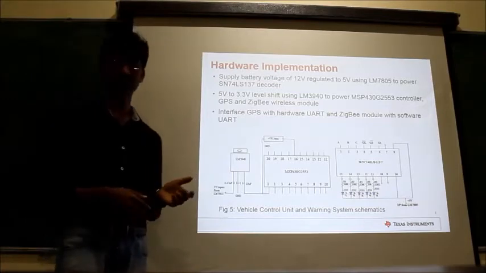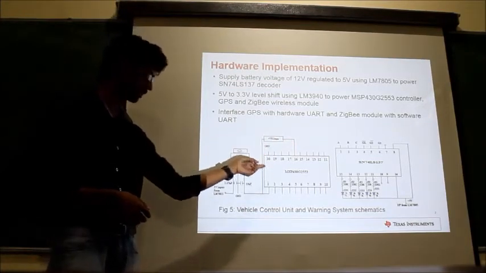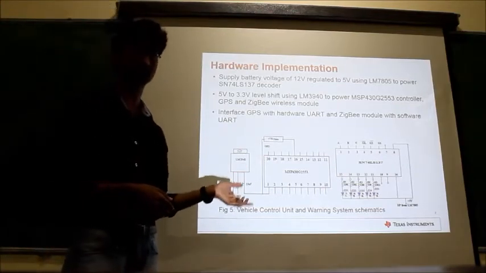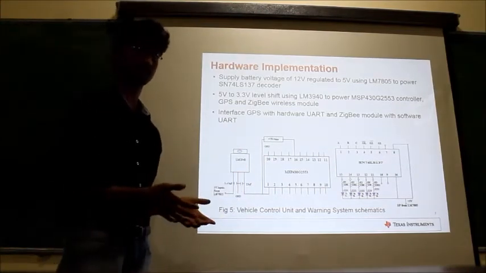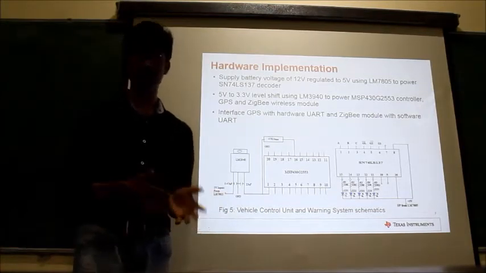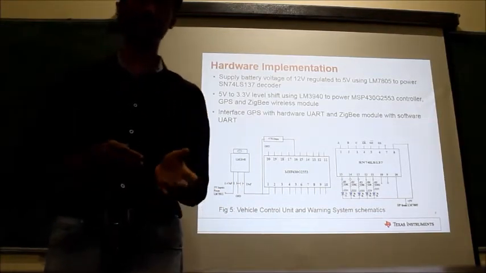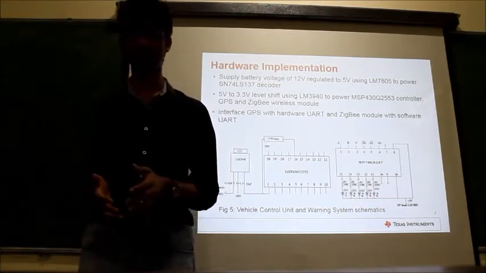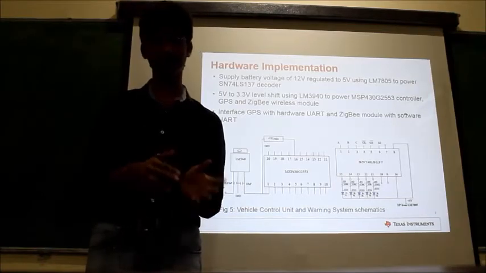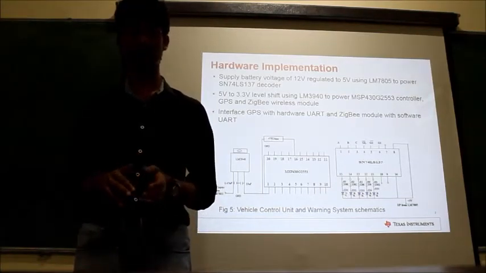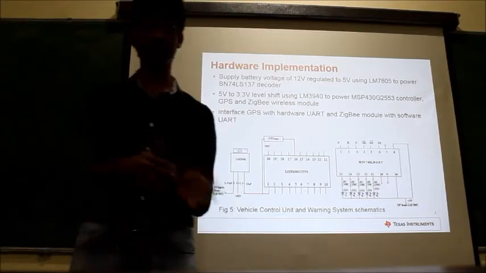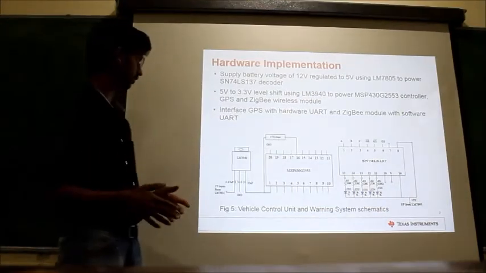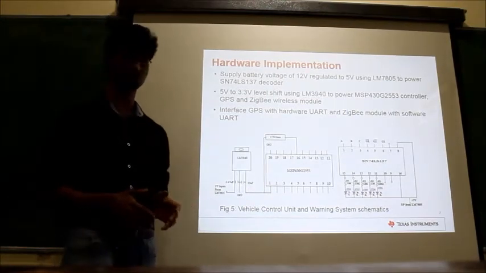implementation of the project mainly consists of a decoder circuit, an MSP430 controller, an L293D driver circuit, a GPS module, and a ZigBee module. The entire vehicle is powered with a 12 volt power supply, but the decoder and the MSP430 circuits work only with 5 volts and 3.3 volts respectively. Hence, the 12 volt supply is converted into 5 volts using LM7805, and the 5 volts is again stepped down to 3.3 volts using LM3940. Both the GPS module and the ZigBee module support only UART.